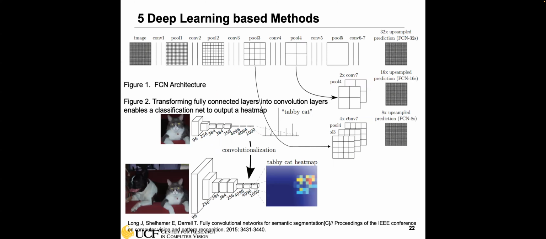So let's understand how exactly this fully convolutional neural net works, right? They basically adapt the network from the classification network, right? Before, we had image classification, right?